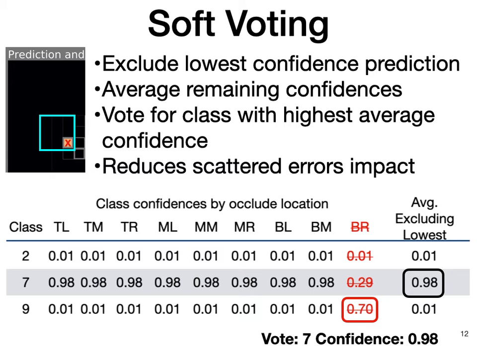In each window, we will exclude the prediction with the lowest confidence. Then we will average the confidences for each class of the remaining predictions. The class with the highest average confidence will be the vote with that average confidence. In the highlighted window, we exclude the bottom right prediction. Of the remaining predictions, 7 has the highest average confidence, so the window will vote for 7 with confidence 0.98.